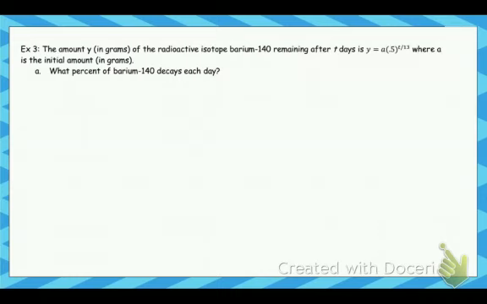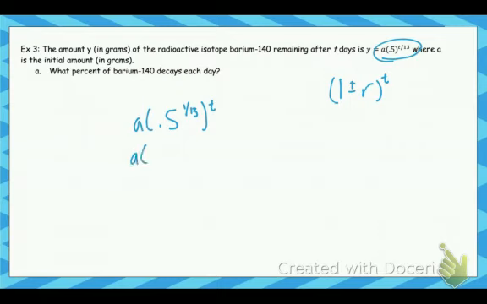And what we're going to do is use our properties from last class to rewrite this equation into the form of 1 plus or minus r to the t. Okay, so doing what we did last class, I can rewrite that using exponent properties as 0.5 to the 1 over 13 to the t. Then at this point, I can evaluate 0.5 to the 1/13th with a calculator, which I need to get. So that's going to give me 0.948 to the t.